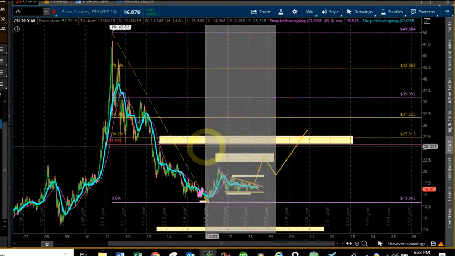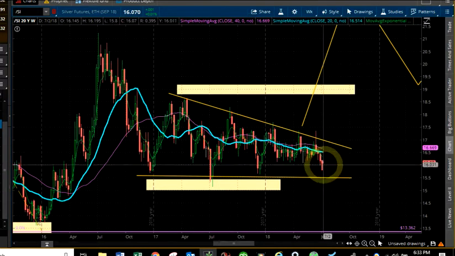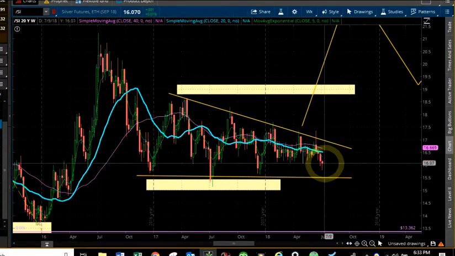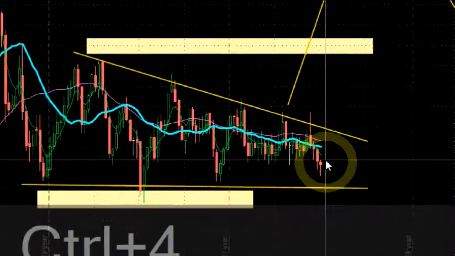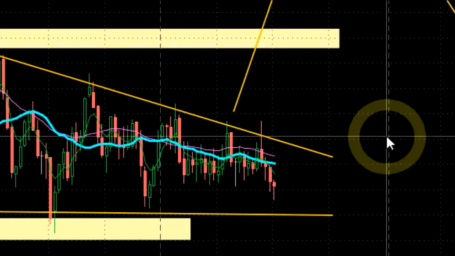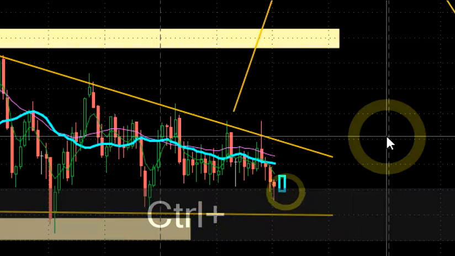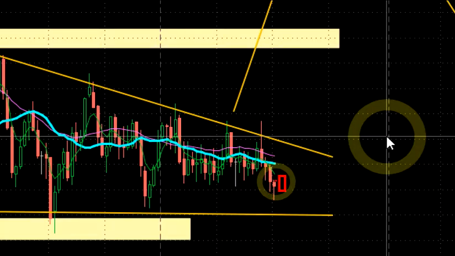Silver, both these markets are really strange. Although, if we get a close above this high, if we start getting, like next week, a candle that looks like that, I might go long silver.